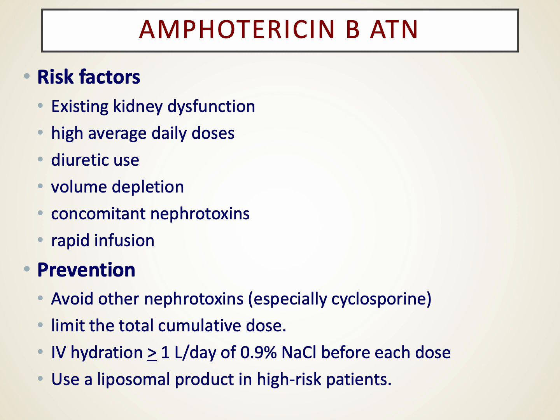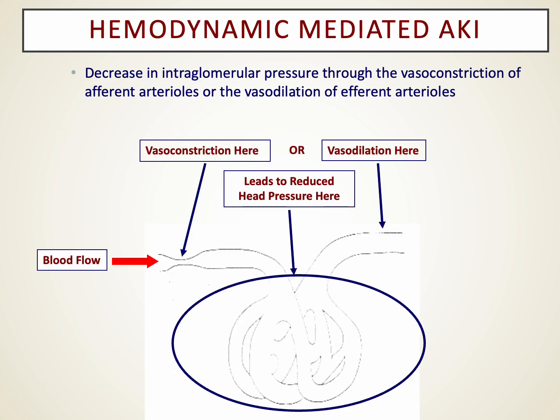The risk factors for ATN with amphotericin are listed here, and the prevention typically is if you can avoid amphotericin B in the first place, we do it, and if not, we make sure folks are well hydrated. Let's look a little bit now at the pre-renal toxicity and the hemodynamically mediated toxicity. And here, the issue typically is we want to make sure we maintain adequate head pressure in the glomerulus, what's circled. And so to do that, anything that decreases blood flow to the glomerulus in the first place, hypotensive episodes, septic shock, all predispose to nephrotoxicity.